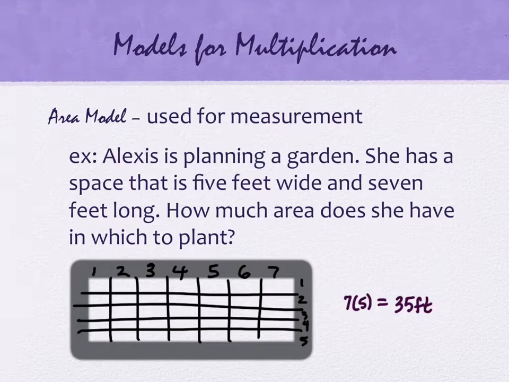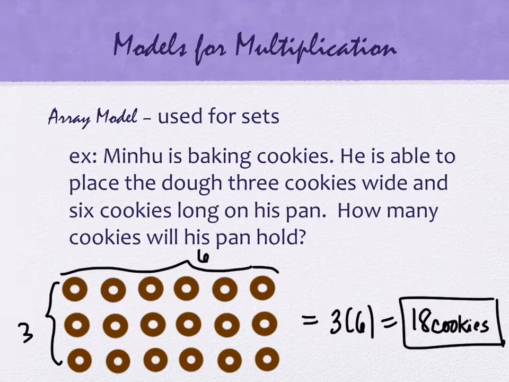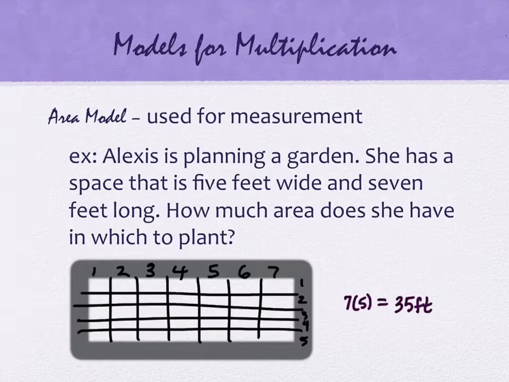Now this is different. It really is different than the array model in the sense that we're talking about a length that we're measuring in each case. Each measurement was feet, right? Whereas over here, the cookies were physical objects. I was counting the objects. Over here, I'm counting the spaces, right? The objects' spaces instead of the objects themselves. So there is a variation to this.